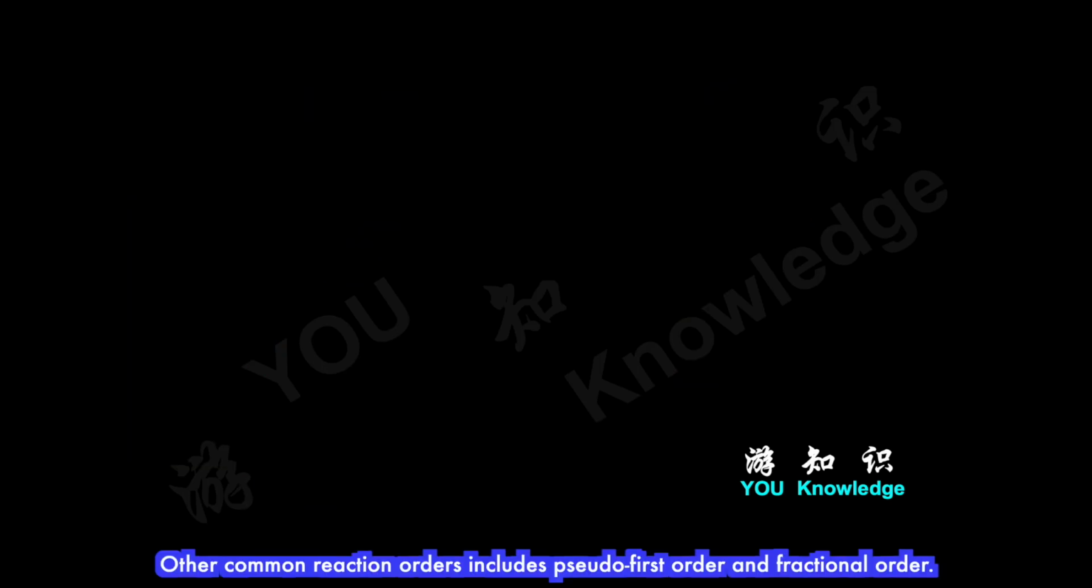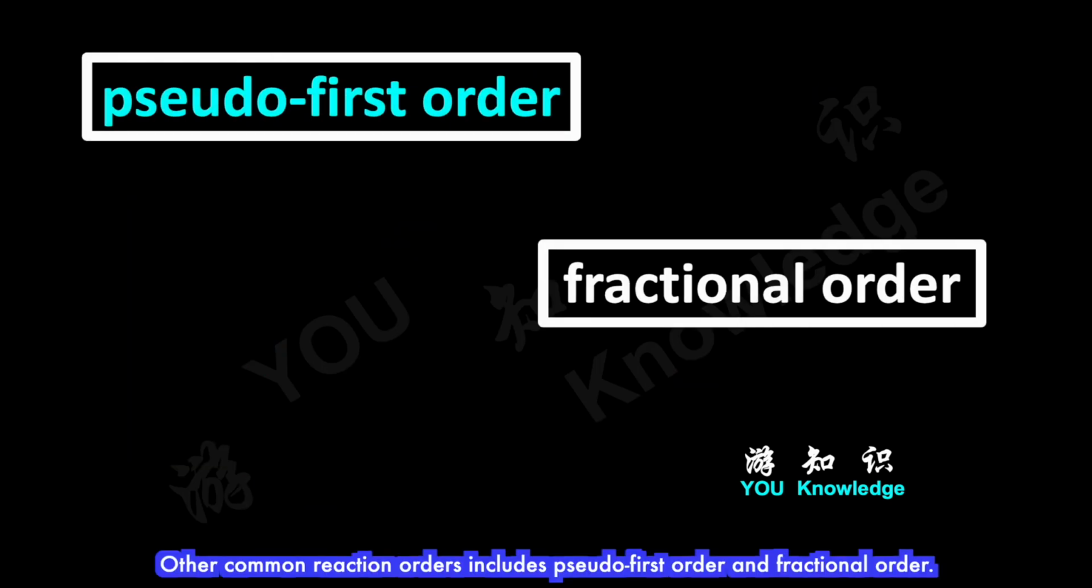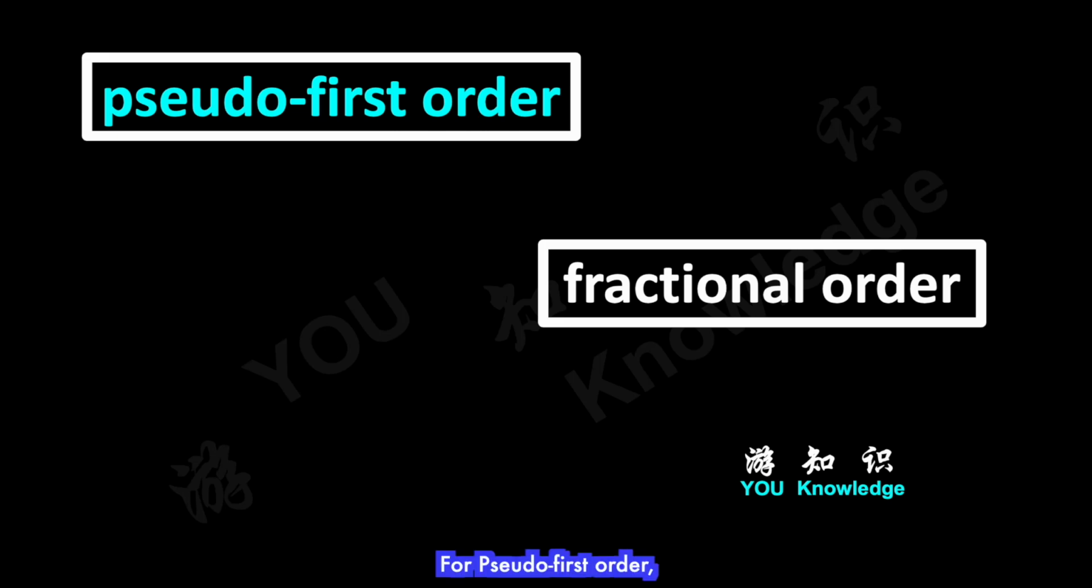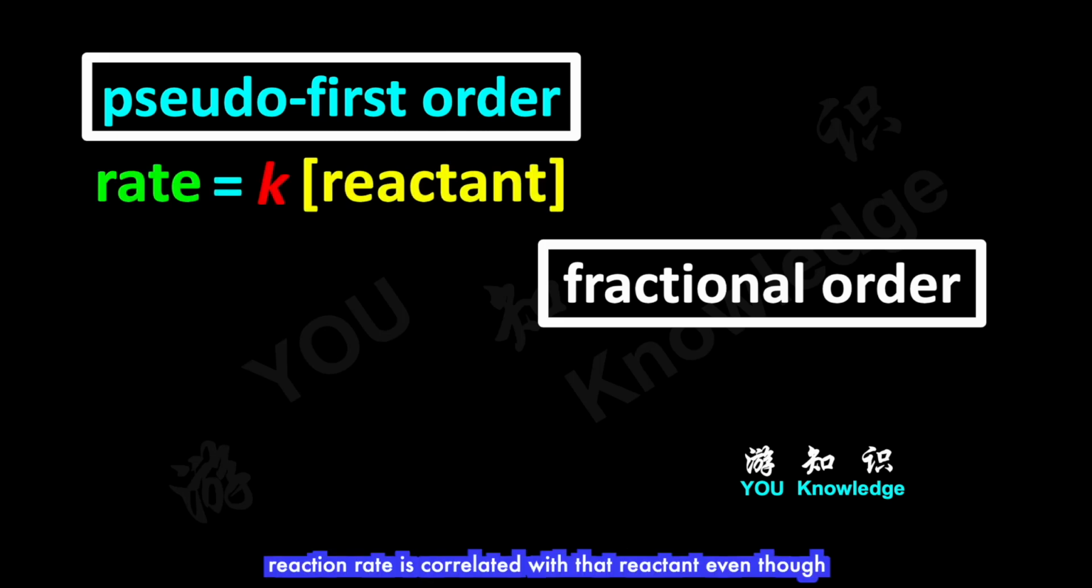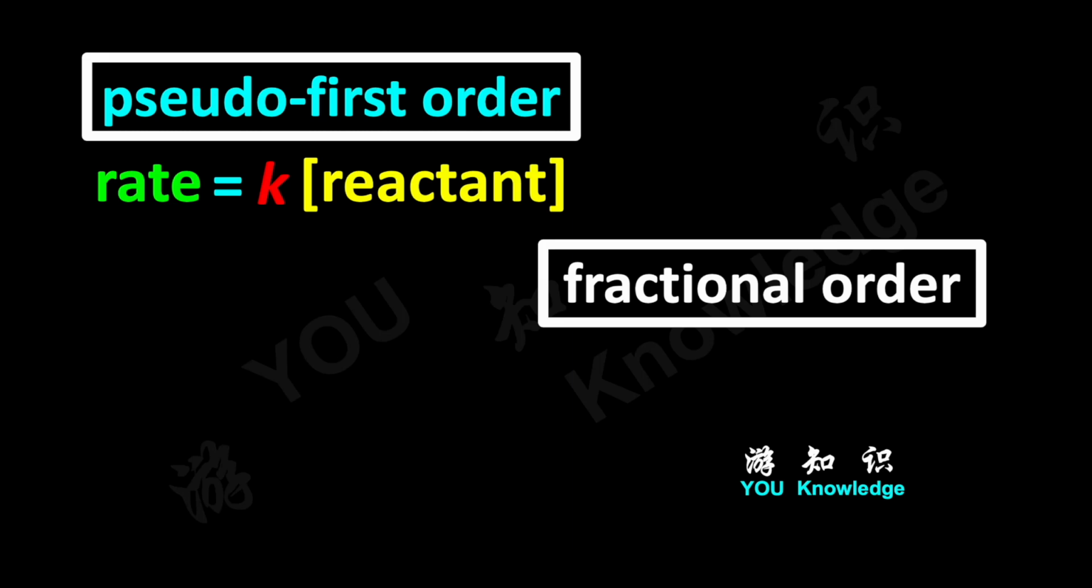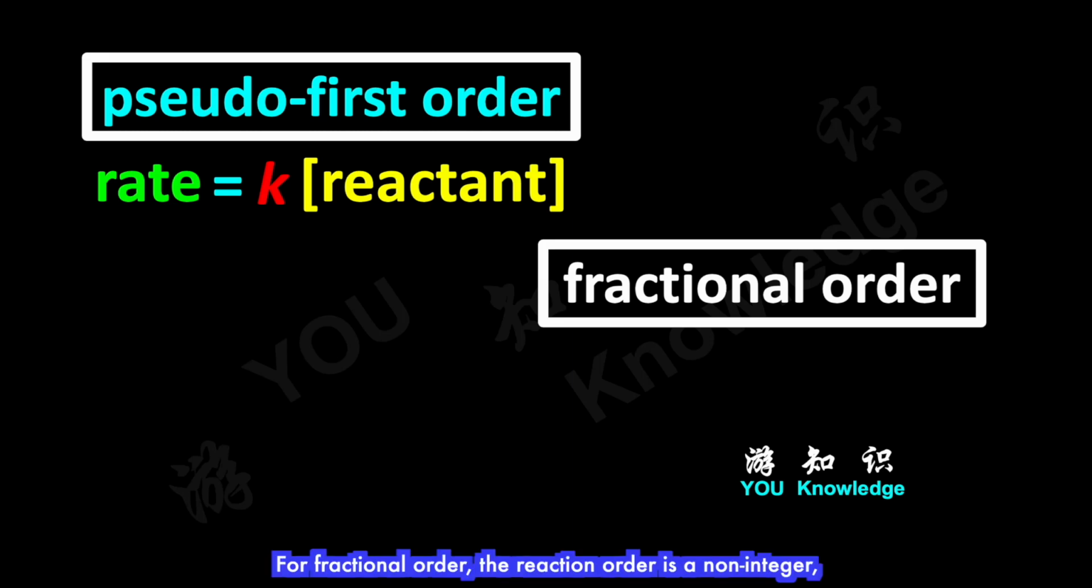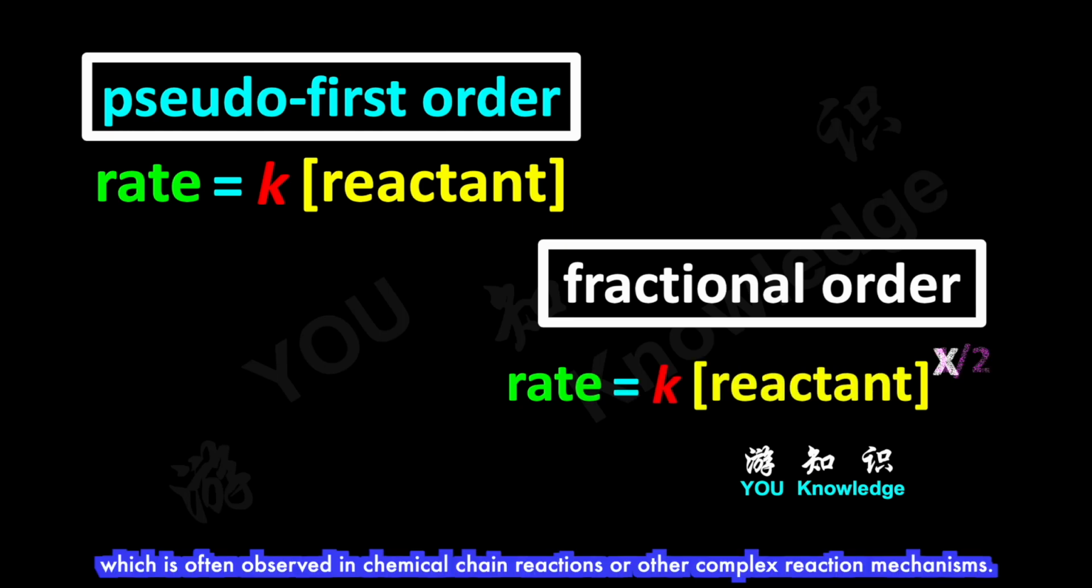Other common reaction orders include pseudo-first order and fractional order. For pseudo-first order, the reaction rate is correlated with that reactant even though the concentration of that reactant is kept constant in the reaction. For fractional order, the reaction order is a non-integer, which is often observed in chemical chain reactions or other complex reaction mechanisms.